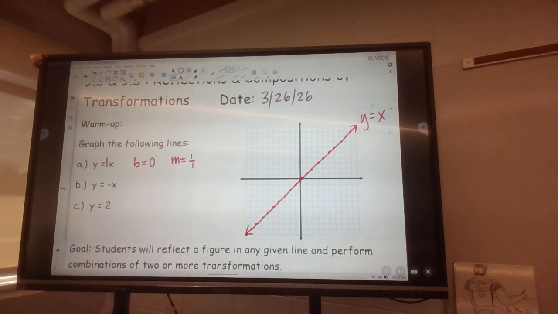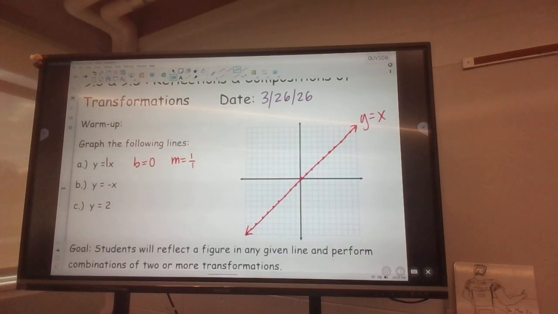So that being said, y equals negative x. What's that going to look like instead? It's going to be the downhill version of that. So now m is negative 1, still begins at 0, so we're going to go the other way. And then finally, y equals 2 is going to be a flat line at 2. So our y equals 2 line would be a flat line.